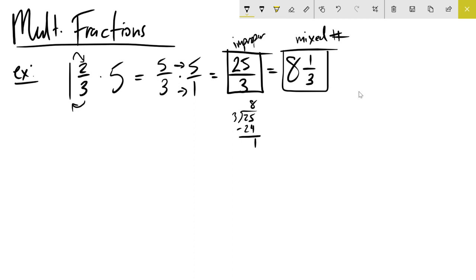So anyways, does this seem vaguely familiar, hopefully? Of course, always remember to simplify fractions if you can. This one didn't need to be simplified.